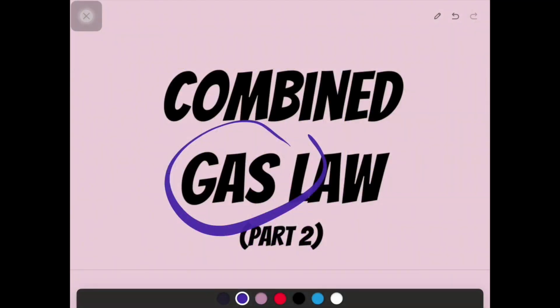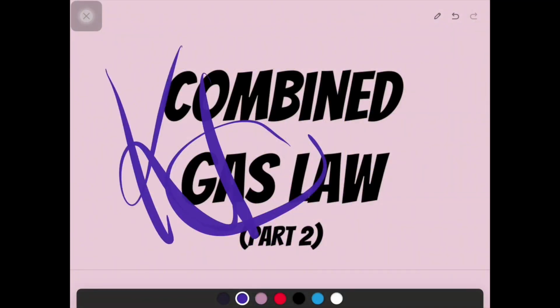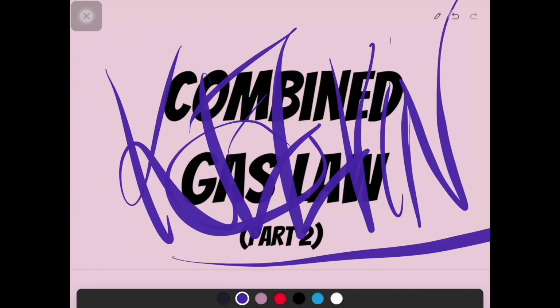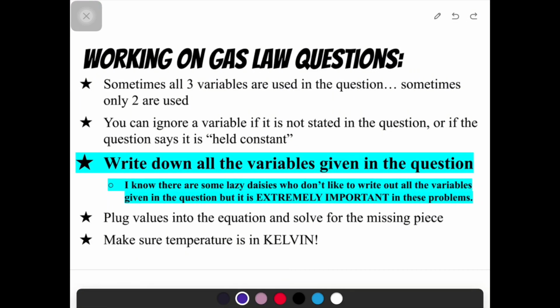It is extremely important to use Kelvin. Please, please use Kelvin when you do these problems. I'll repeat that over and over again, so don't worry. Okay, so last time we talked about gas laws.